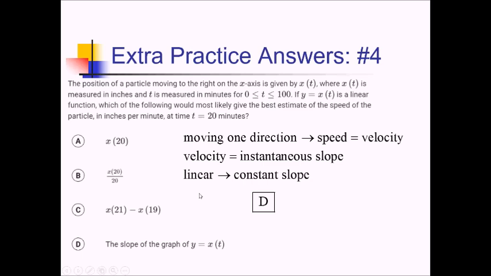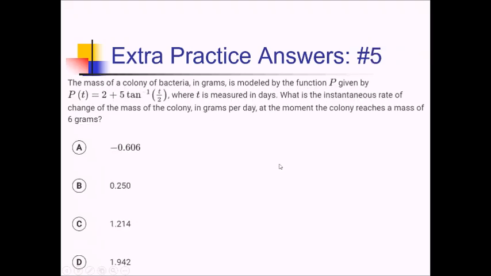So choice D. For this calculator-based problem, we have a mass of a colony of bacteria modeled by this P function, and we want to know what the instantaneous rate of change of this mass is at the moment the colony reaches a mass of 6 grams. We're asking for two things embedded in this problem. We want the instantaneous rate of change of the mass, which is going to be P prime, but we need a time to plug into P prime.